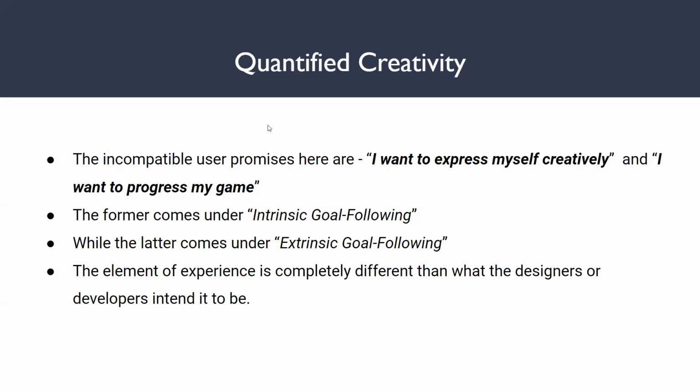These are of course another case of incompatible user promises, where you want to express yourself creatively and want to progress your game. But these two are naturally so incompatible with each other. Some people who express themselves creatively in that game are completely stopping their progress, which makes the experience completely different from what the designers or developers wanted it to be.